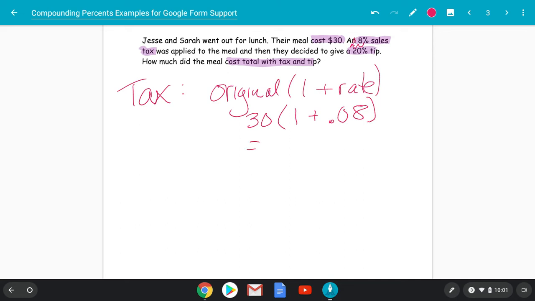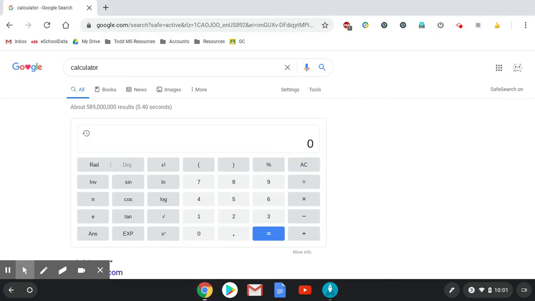So now we can calculate our sales tax, our price with the tax, so the original $30 plus the 8% tax. So we're going to go to the calculator now. So we're going to do 30, open parentheses, 1 plus 0.08. So that is our 8% tax as a decimal. And so we get, it's going to cost us $32.40.